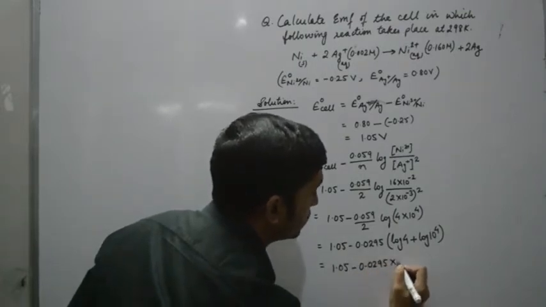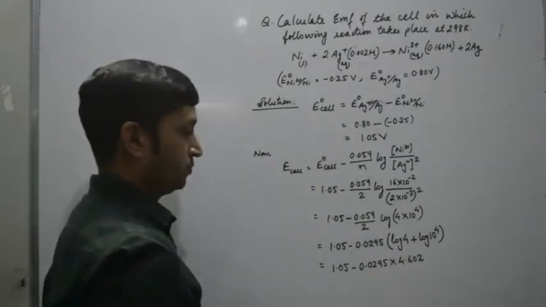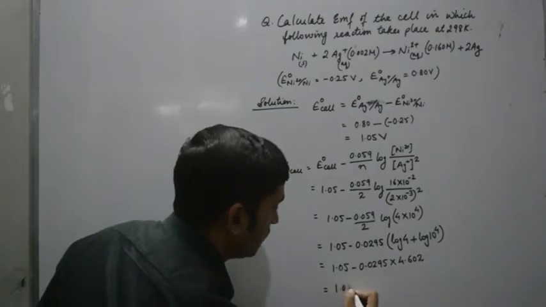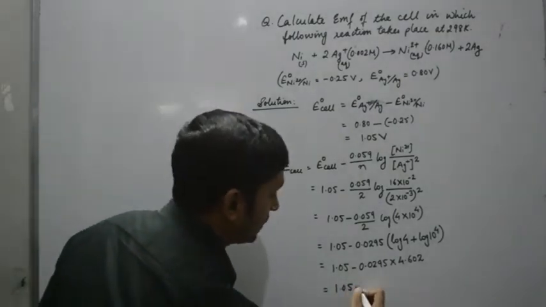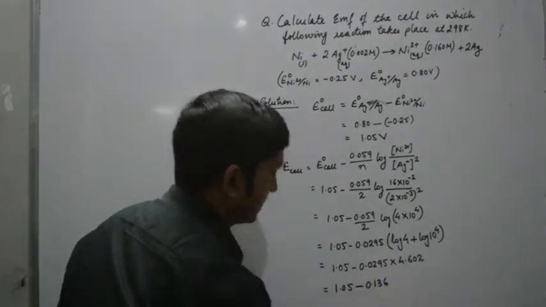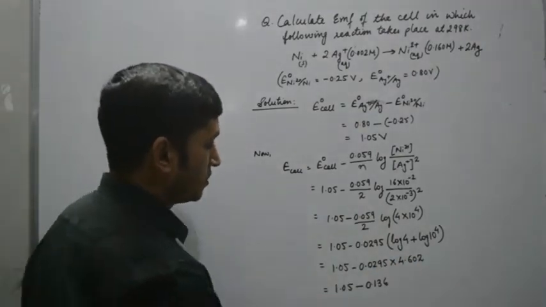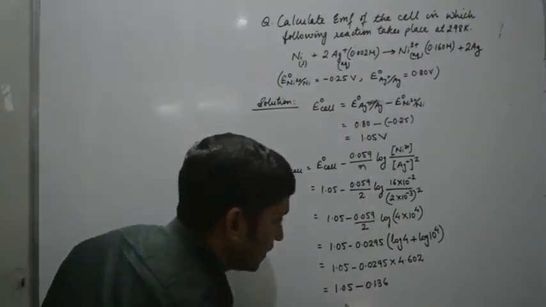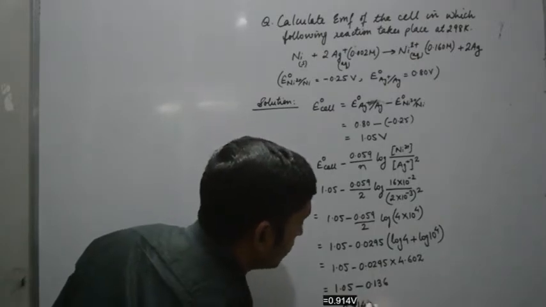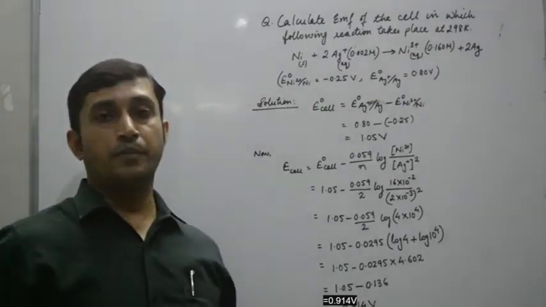0.0295 into 4.602. Further, on calculating, we will get it here 1.05 minus 0.136 on multiplying 4.602 by this. So our final answer will be 0.914 volt. So in this way we can calculate cell potential.